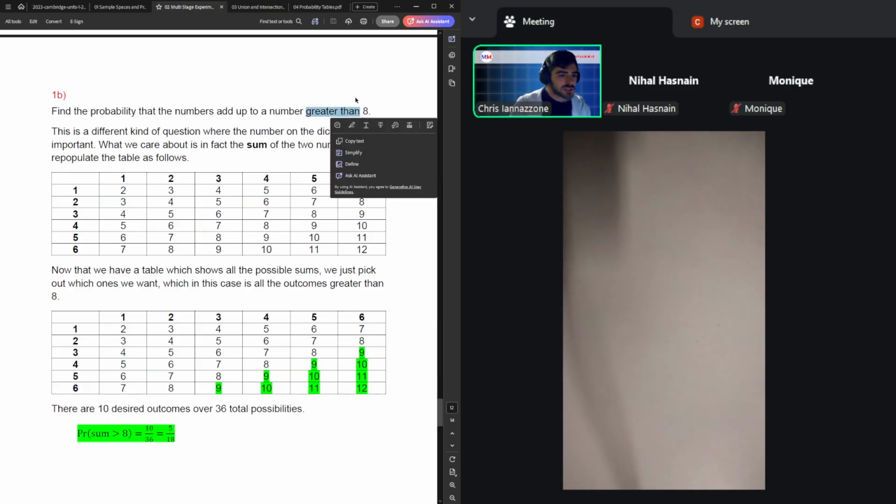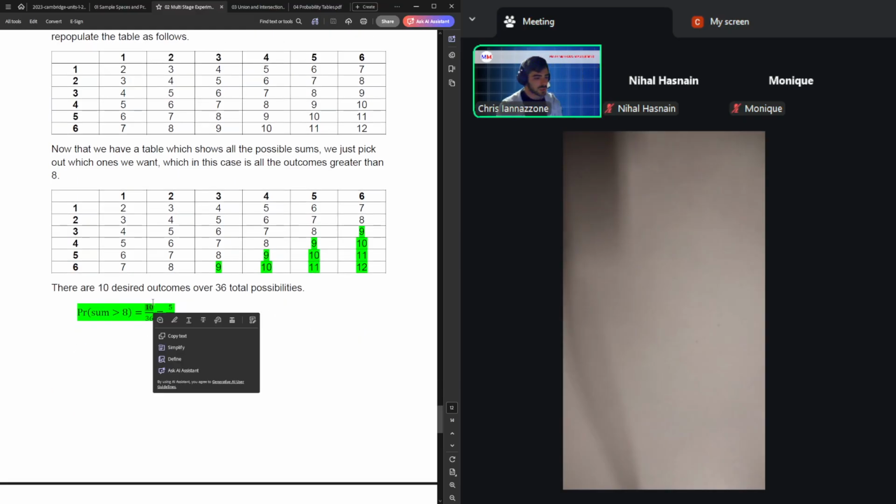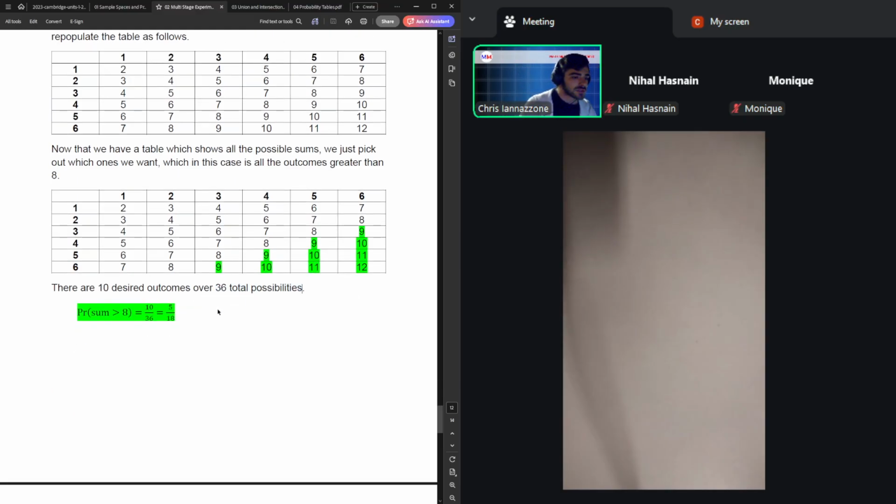And then yeah, from there, once you have the whole thing labelled out, or at the very least the minimum of what you needed, you just count the number of outcomes that you wanted, divided by the total number of possible outcomes. Numbers greater than 8, so non-inclusive, that's going to be all these 9s and above, of which there are 10 total, over 36 for the total sample space.